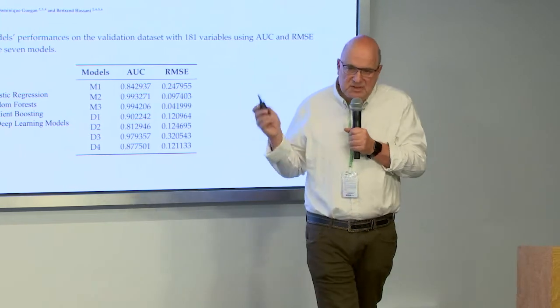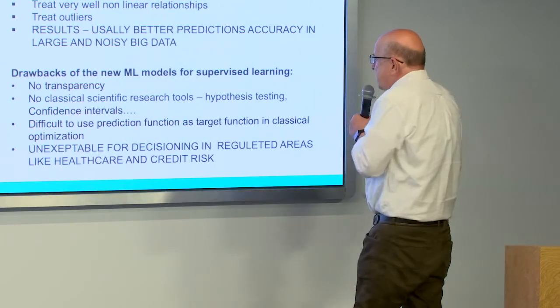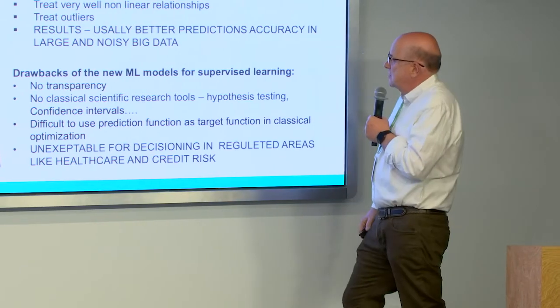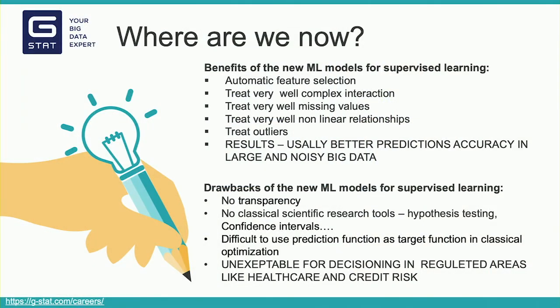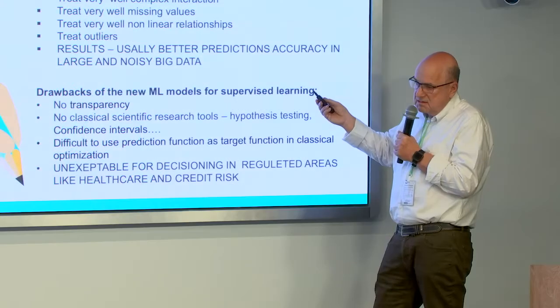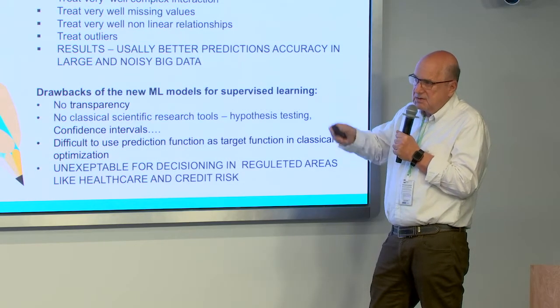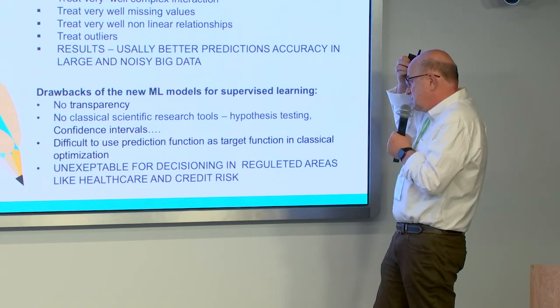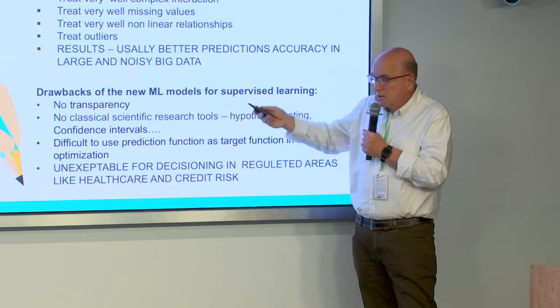So where we are now, we have the new machine learning models, complex models. We have automatic feature selection. They treat very well complex interactions, missing values, nonlinear relationships, and outliers. And the result is usually better prediction accuracy in large and noisy big data. Sometimes in small data, we don't observe that they are better. Sometimes it's better to run linear regression or logistic regression if we have small data. But where we are now, no transparency.